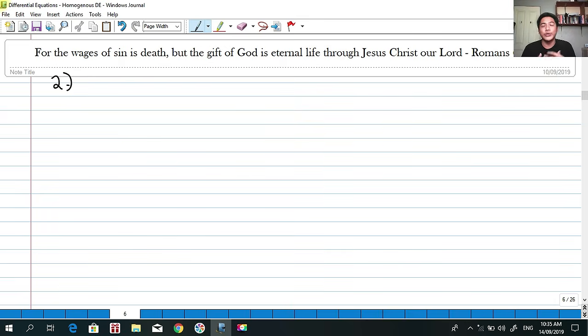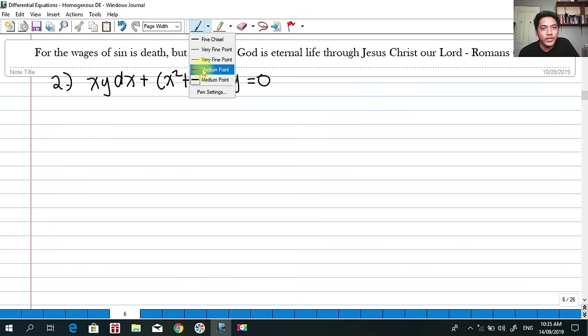So you have to recall your basics all about algebra and integral calculus, and of course, a little bit of your differential calculus, okay? So here is our second example. So as you can see here, we have this differential equation. This is still a homogeneous differential equation because each term has a degree of 2.